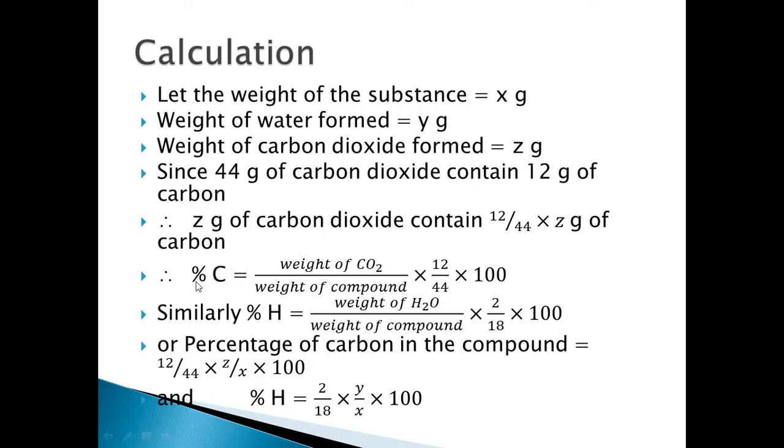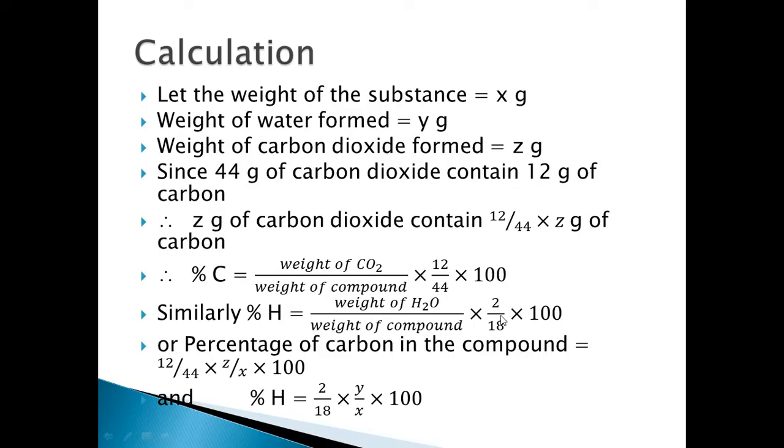Now, if you want to determine the percentage carbon that was formed, we divide the weight of carbon dioxide that is formed by the weight of the compound, then multiply by 12 over 44 times 100. That will give you the percentage of carbon. Similarly, the percentage hydrogen will be weight of water that was formed divided by the weight of the compound multiplied by 2 divided by 18.